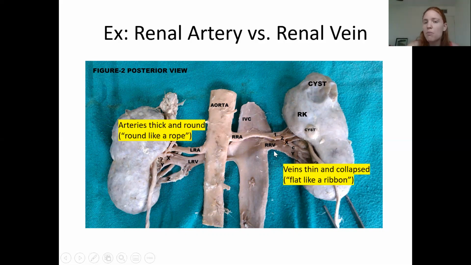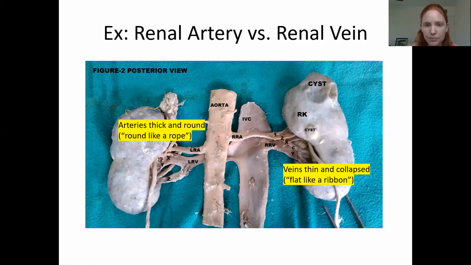So both of them are going, so this one is supplying blood to the kidney, and the vein is taking the blood away from the kidney. But the right renal artery is much smaller than the vein. And that's because, remember, the veins are going to be bigger because they have that extra large lumen to help accommodate for the low blood pressure in the veins.